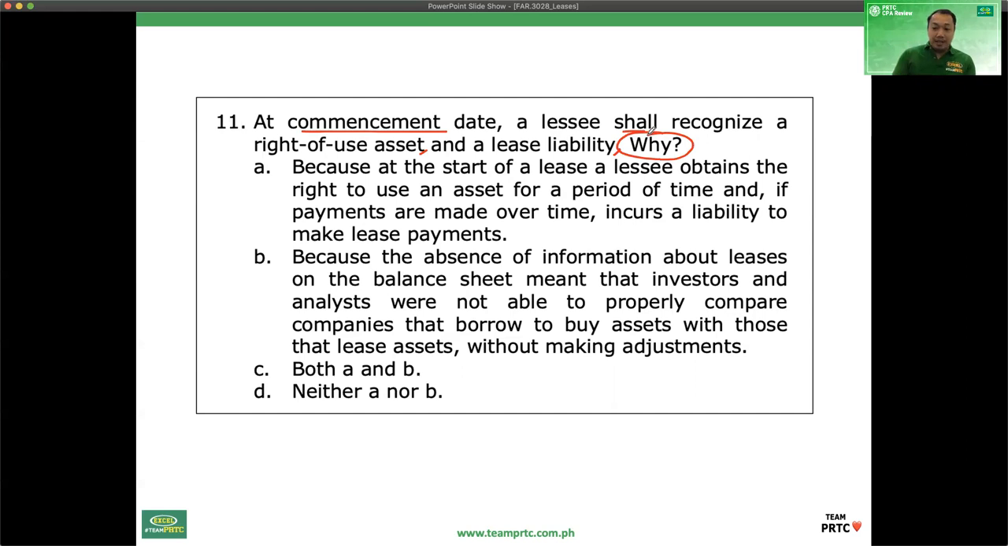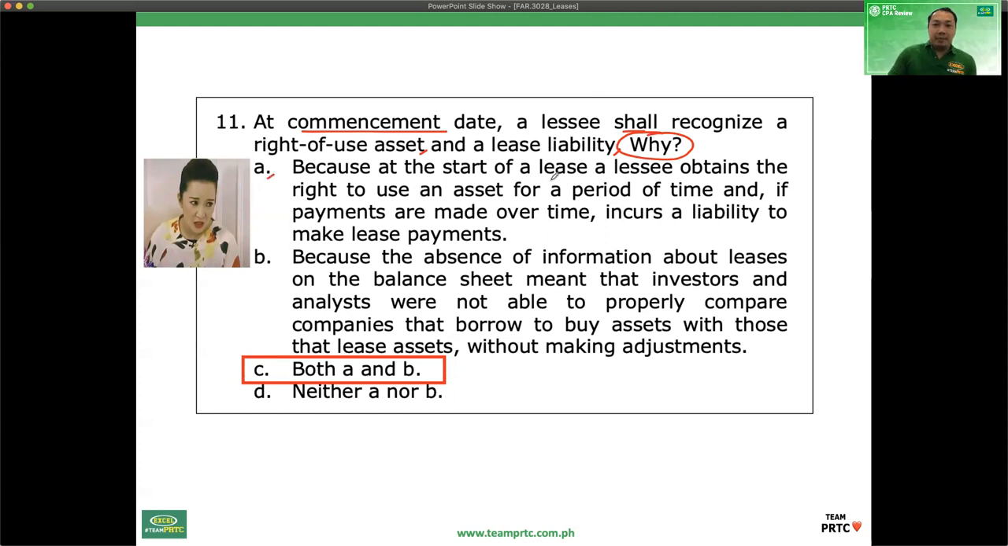Okay, so why? Because, ayan, ako, pag sinabing because, lumalabas na si Chris Aquino. Okay, ang sagot dyan, letter C. Those are the reasons. So, yan yung reasons kung bakit in-amend or ni-revise yung standard on leases. Okay? So, letter A.